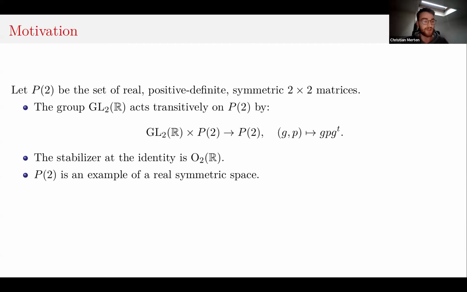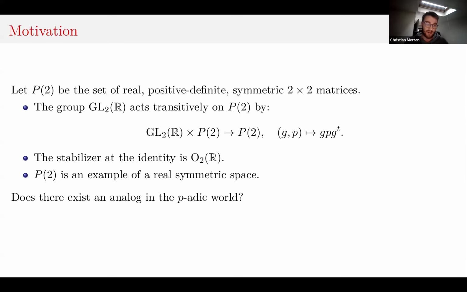And why do we care about this? Because it gives us some handle on understanding this group GL2R by letting it act on some nice space, in this case, even a Riemannian manifold. And so the question now is: is there an analog for this in the world of p-adic numbers, or in the p-adic world?